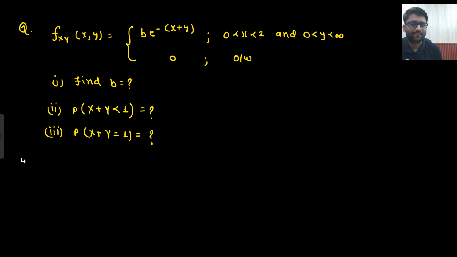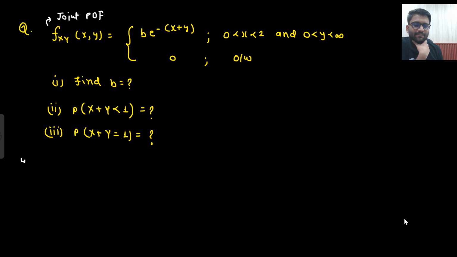Okay, welcome back. So we need to find the value of b here, and then this is the second question. You need to find the probability such that x plus y is less than 1, and then we need to find the probability such that x plus y is equal to 1. So this is a 2-dimensional random variable. You can see the joint PDF is given. It will be mentioned in the question. Okay, the joint PDF of random variables x and y is given.